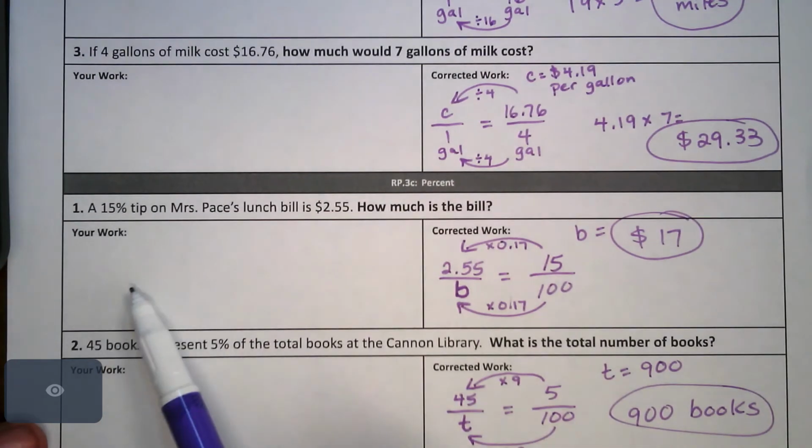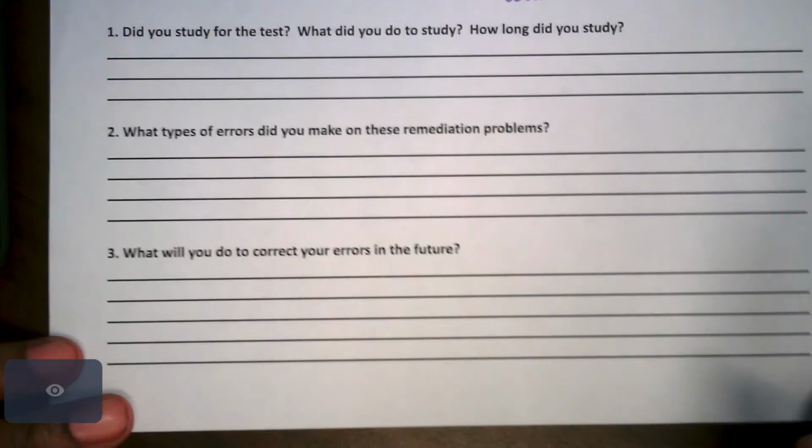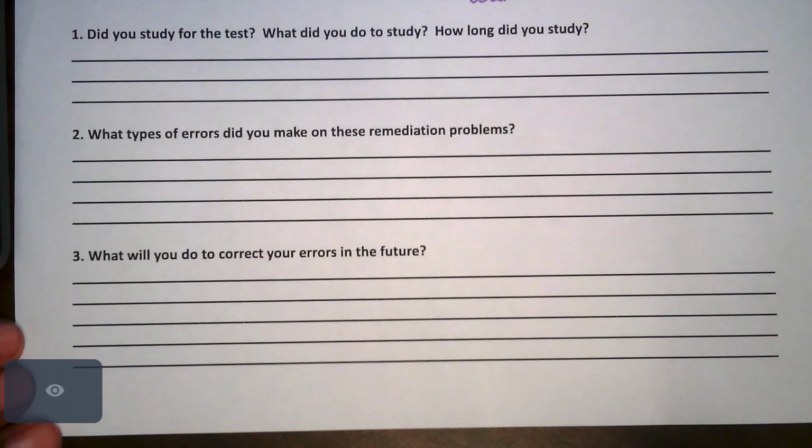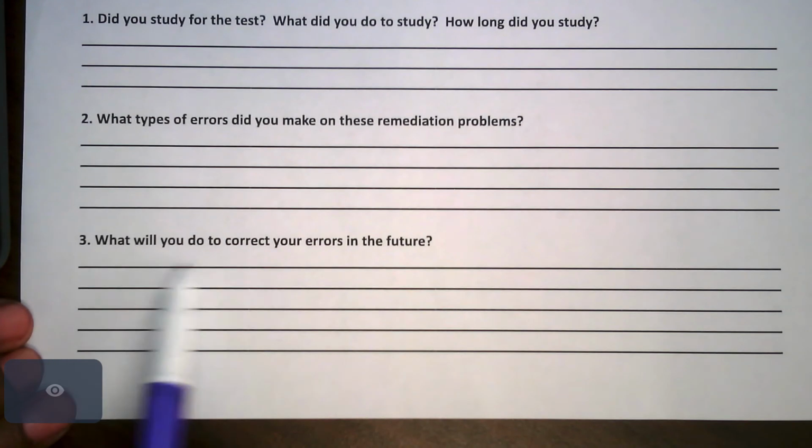And you were to compare that to the work that you did. So what kinds of errors did you notice that you made? And that's where this is not a judgment. This is just for you to consider, well, what did I do wrong? Did I forget to do something? Did I not set up something properly, etc.? And then the last question, what will you do to correct your errors in the future?